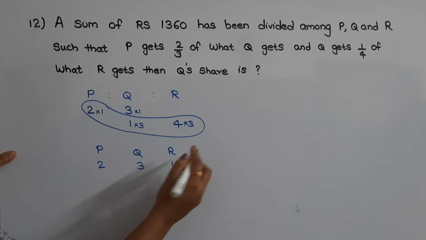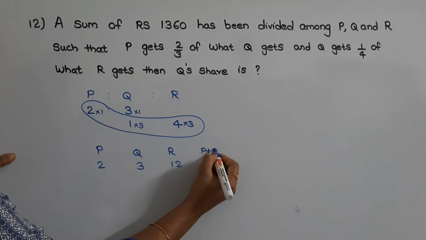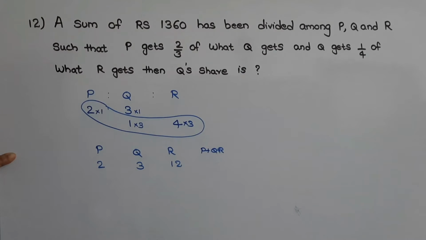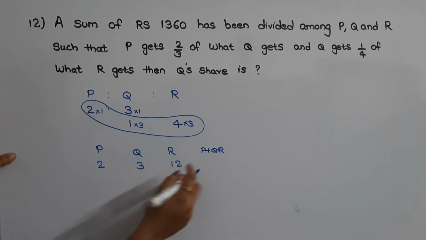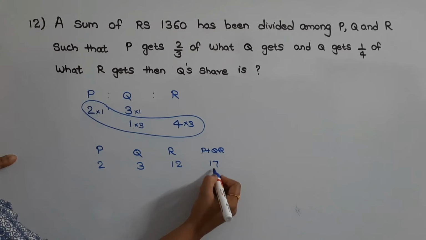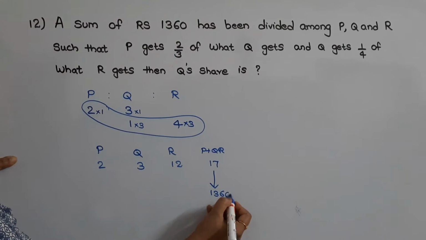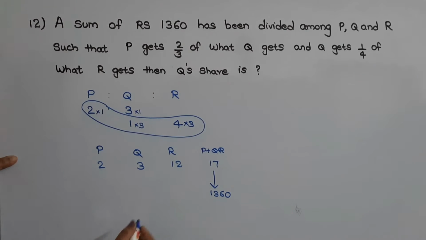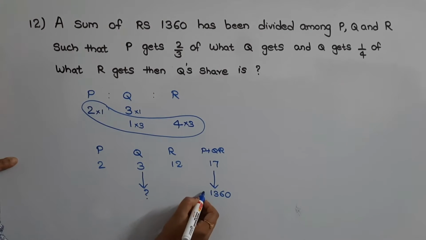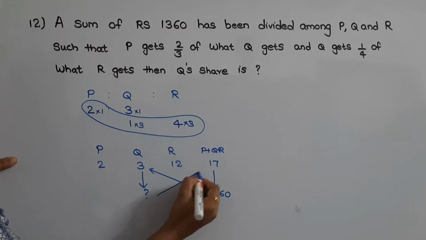So let us first find out the sum of the ratios of the shares of P, Q and R. That is 2 plus 3 plus 12, that is 17. So we can represent this 17 as 1360. We need to find out Q's share. So we need to find out what is the value of this 3. So this we can find out by cross multiplying.